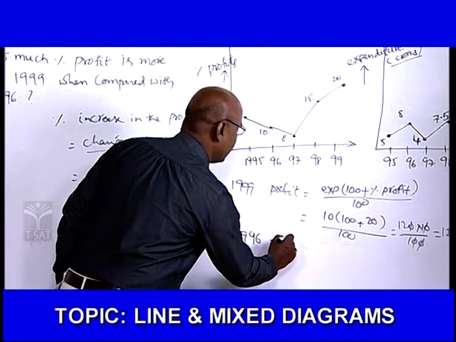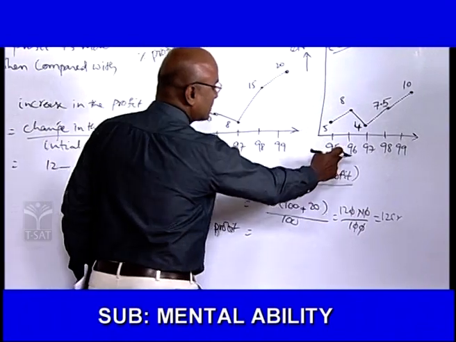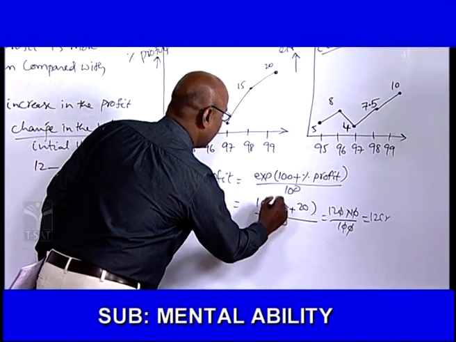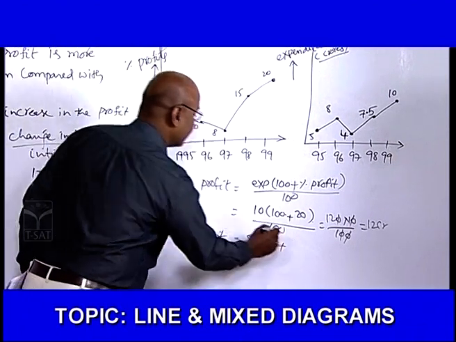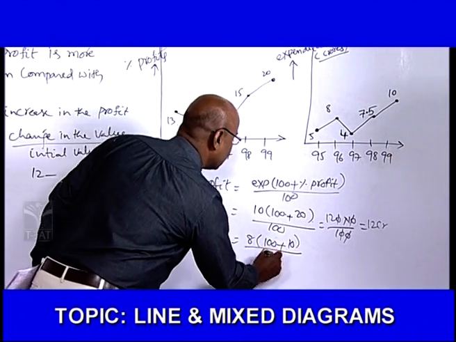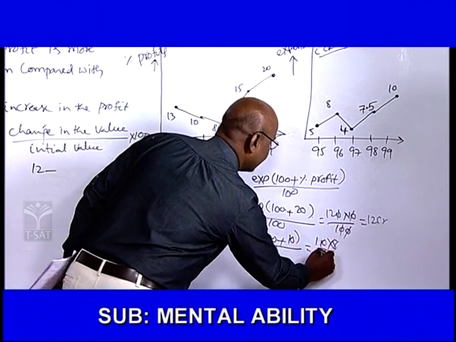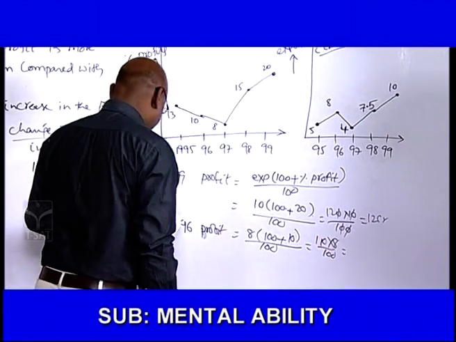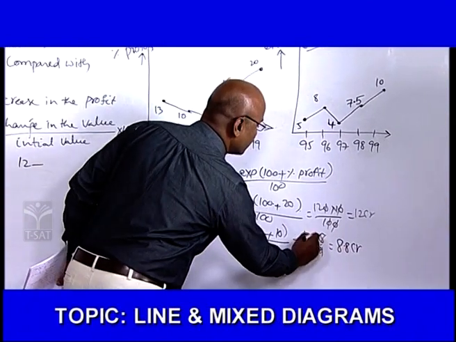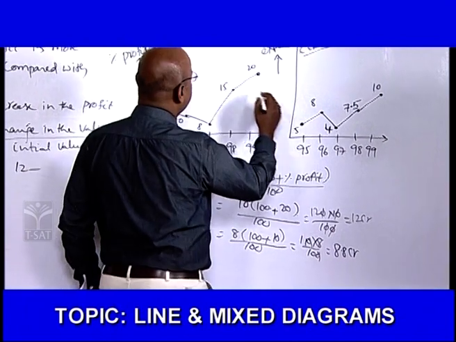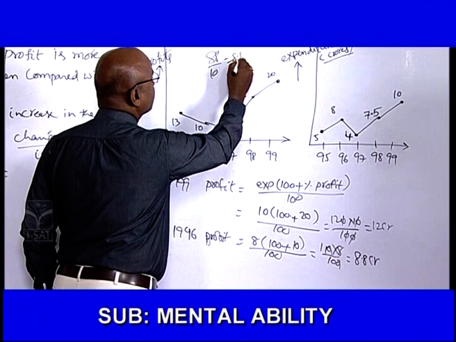1996 profit is equal to expenditure. In the year 1996, expenditure is 8 into (100 plus percent profit in the year 1996, which is 10) by 100. That is equal to 110 into 8 by 100. The value is around 8.8 crores: 11 8s are 88, 88 by 10, that is equal to 8.8 crores.